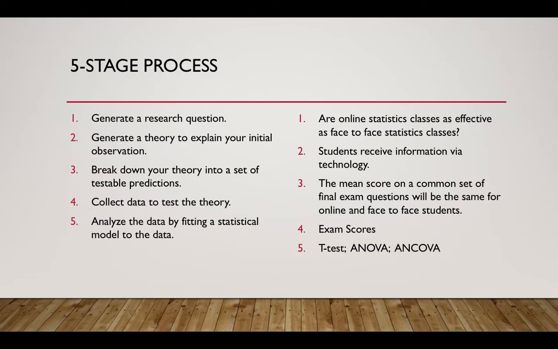Number 3, break your theory into a set of testable predictions. An example of a testable prediction is that the mean score on a common set of final exam questions will be the same for online and face-to-face students. Now, we can go in and make these research questions much more complicated. We may think that there are other variables that are relevant. Maybe their background, maybe whether they were placed into developmental or not, maybe gender, maybe socioeconomic status. So we can make these testable predictions include multiple variables, but I kept it simple here because we're just learning.